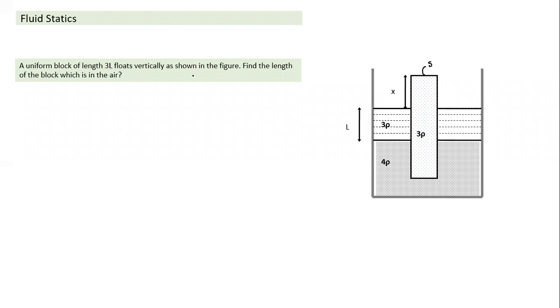It floats vertically. So when it floats vertically, the density of the block is 3 rho, and we need to find how much length of this block is in air. It is in a vertical state. So there are two ways of solving the question. One, I can solve using Archimedes principle.